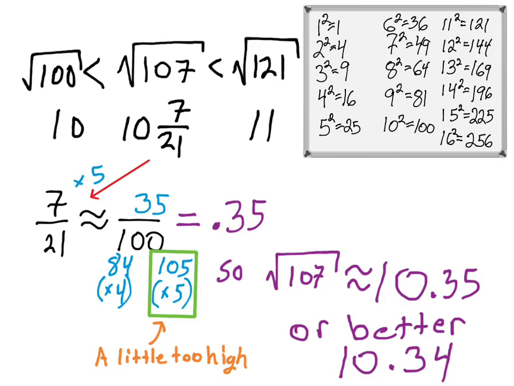However, 105 is a little too high, so we need to bring it down just a little bit and make it maybe 10.34. If you prefer, you could say 10.33, but 105 is really not that far from 100, so we're going to stay with 10.34.